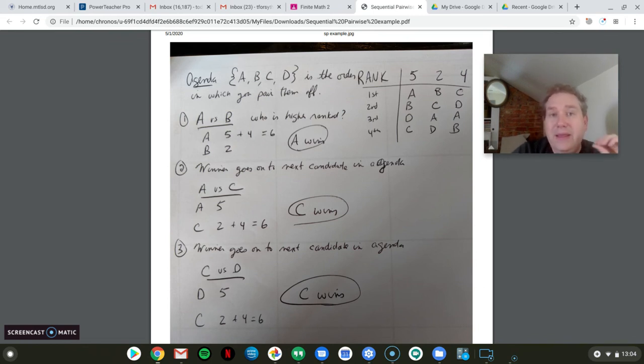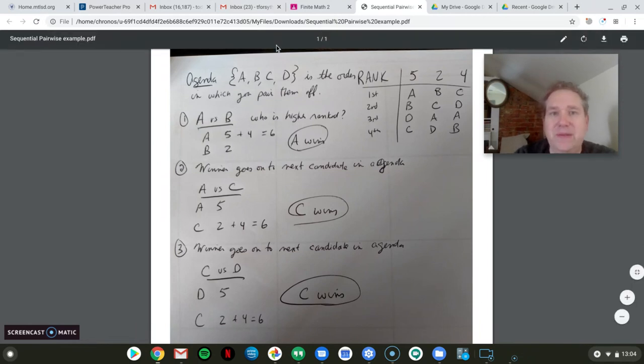Okay? The agenda order matters. You could have the same preference list with a different agenda, and you could have a totally different outcome in the election. So if they're using sequential pairwise, the candidates would have to agree upon the agenda first.